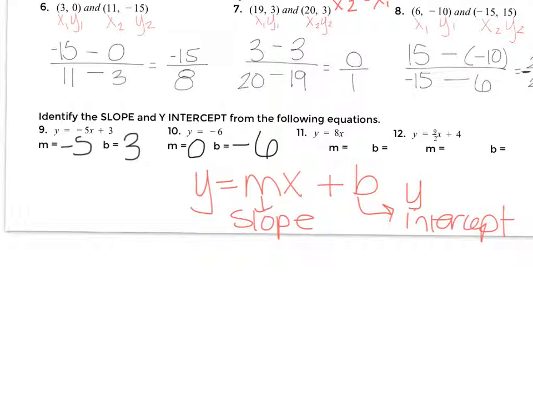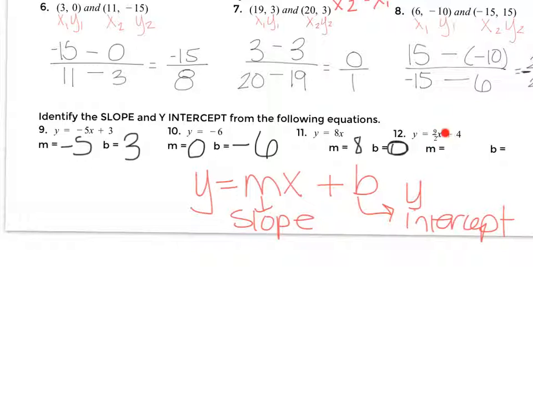Oh. Well, then look at number 11. I kind of figured that number 11, the opposite is happening. On number 11, you have 8x. You have a number with x, so that means that your slope is 8. Do not put x with it because x is not representative of slope. You will get it wrong. Your y-intercept is 0.